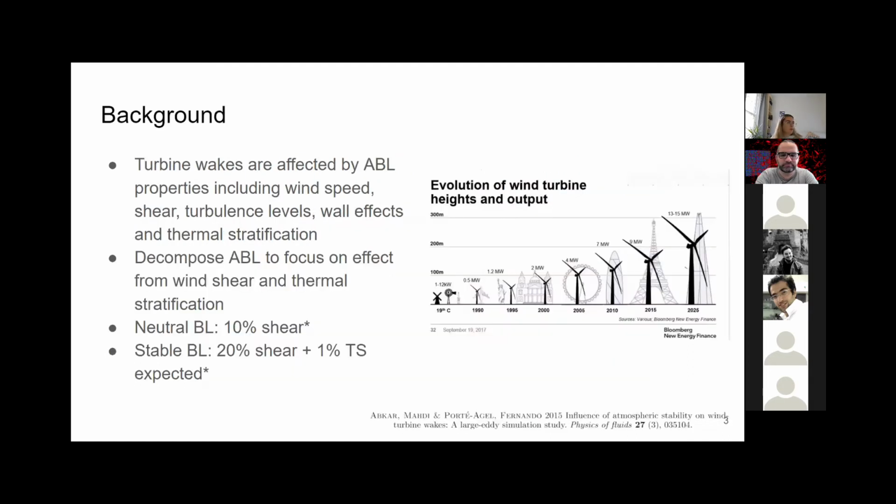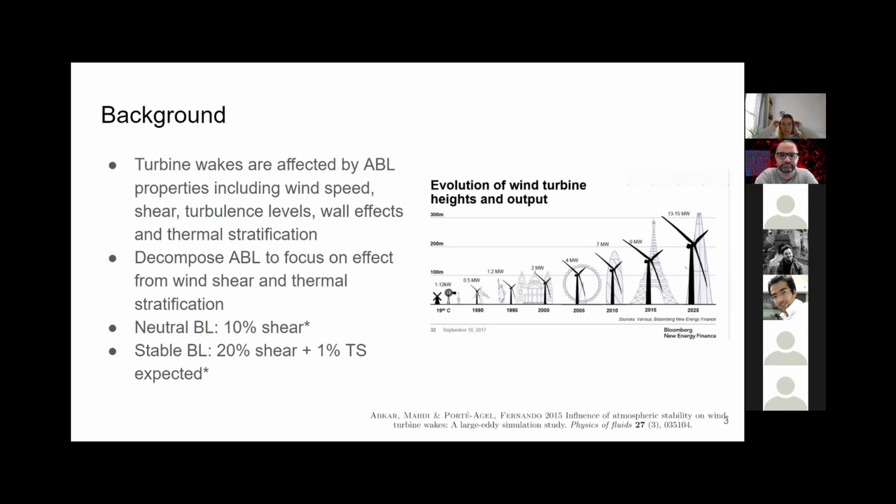Okay, so wind turbines exist in the atmospheric boundary layer, and therefore they're affected by the properties of the atmospheric boundary layer, and these include the wind speed, shear, turbulence levels, wall effect, and thermal stratification. So we're going to decompose these effects just to focus on the effects from wind shear and thermal stratification.